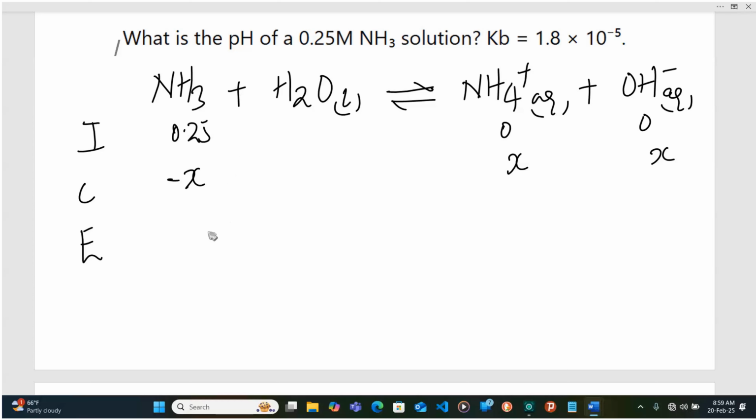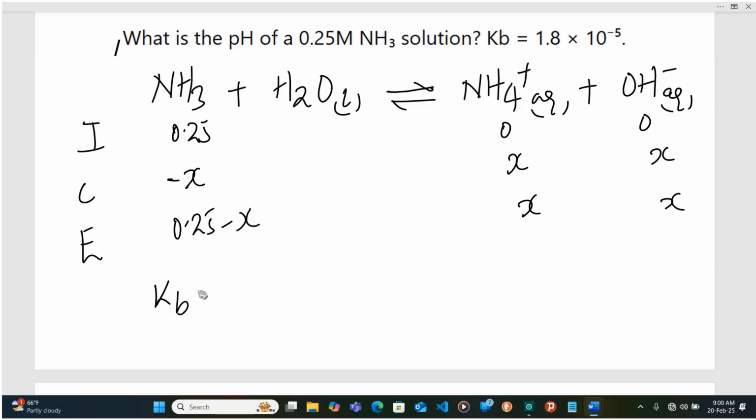Then at equilibrium, we have to add the two. That is what is available initially plus the change. Here this is a negative because it is reducing. And why negative X? Because the stoichiometric factor here is 1 for this, for that, and for that. If this was forming, for example, 2 hydroxide ions, then obviously we will multiply by 2 here to become negative 2. So adding the two here, I'll have 0.25 minus X. Here I'll have X, here I'll have X.